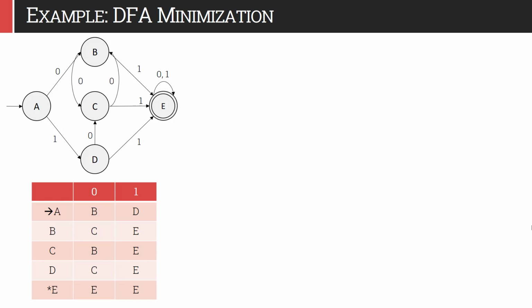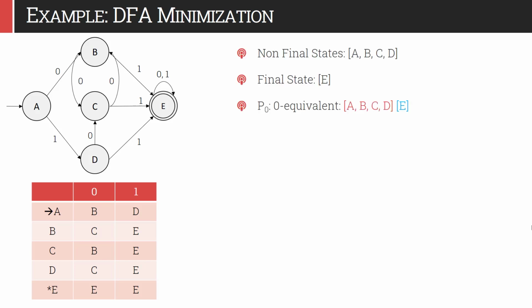This DFA is having 5 states. First, we'll split all these 5 states into 2 groups. Set of all the non-final states, that is A, B, C, D, and set of final states, that is E. So this is called 0 equivalent or P0.